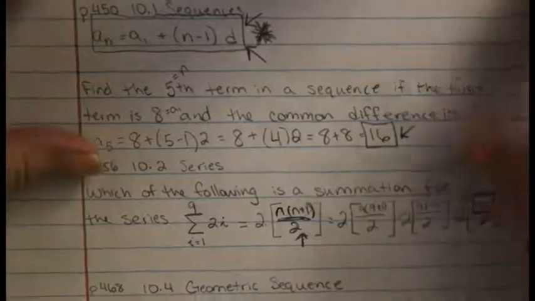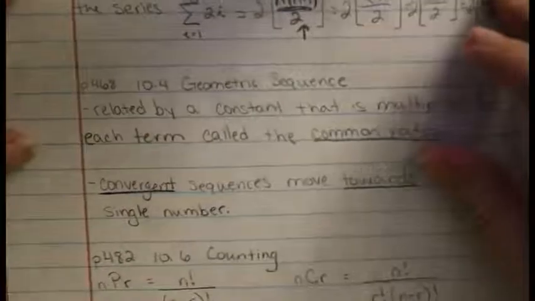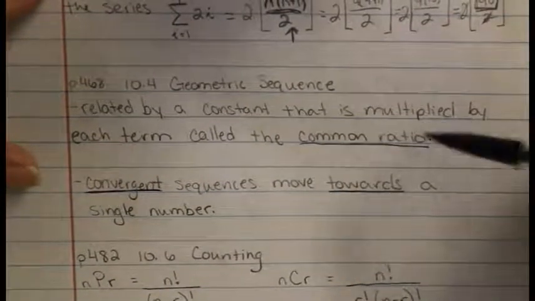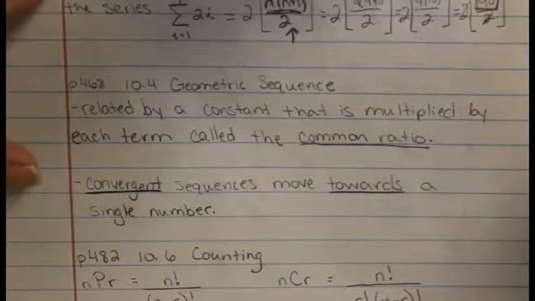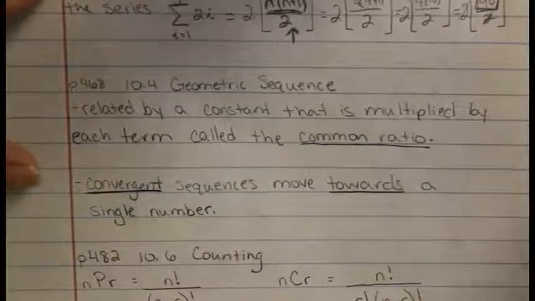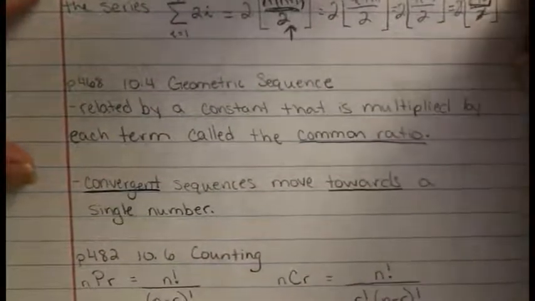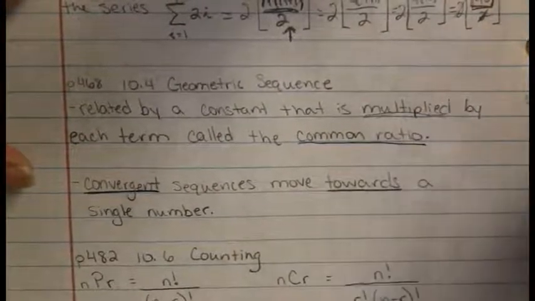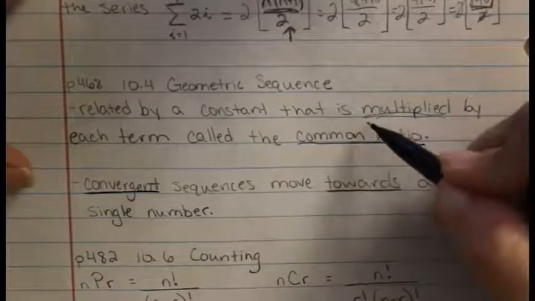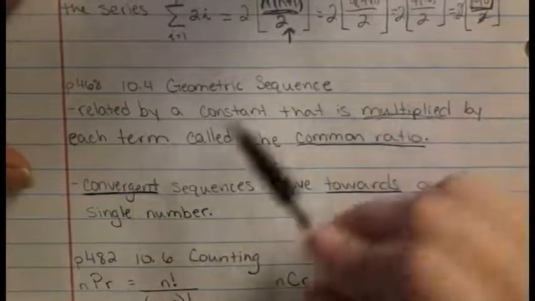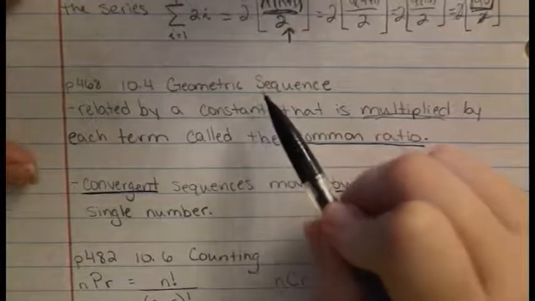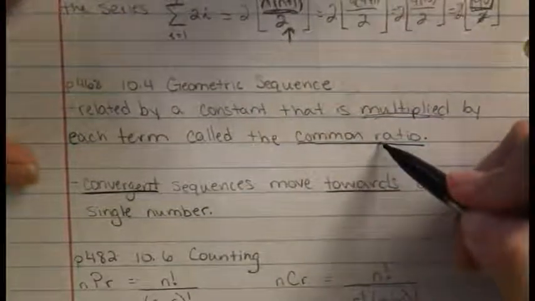Okay, geometric sequence. There really isn't too much you need to know about geometric sequences other than that their common ratio is a constant that each term gets multiplied by. So each term is separated by the common ratio, which is just multiplied in between each term, or divided if you're going backwards, but multiplied is what they want to know. So geometric sequences are related by a common ratio.